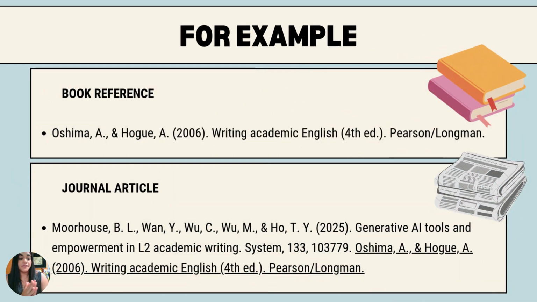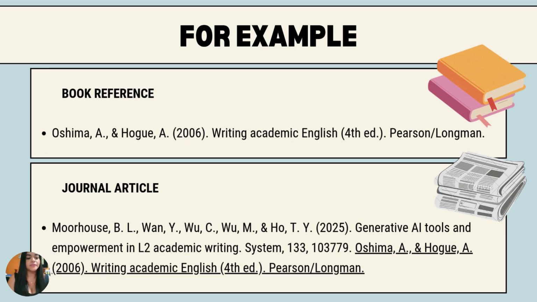Here we have the first reference, a book reference. In this example, we first include the authors, then the year of publication, followed by the title of the book in italics, the edition, and finally the publisher.